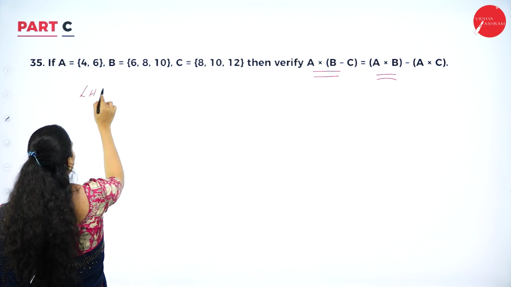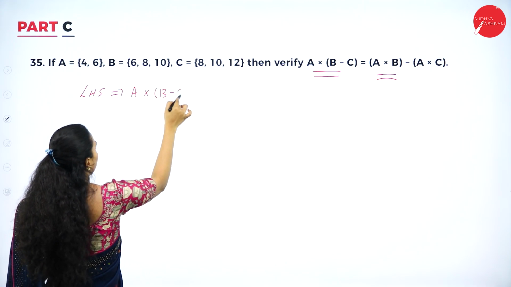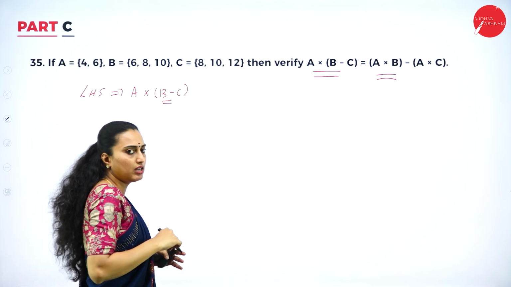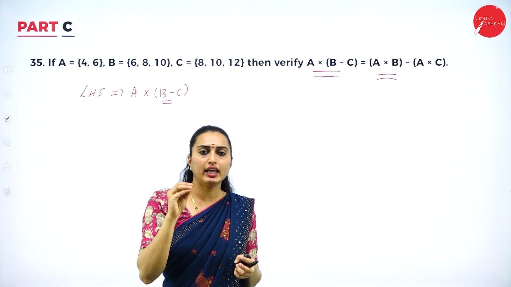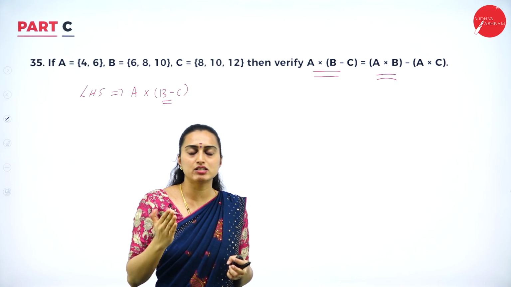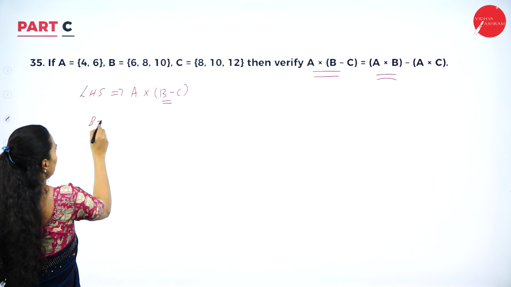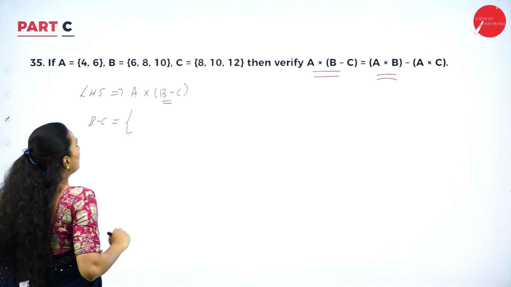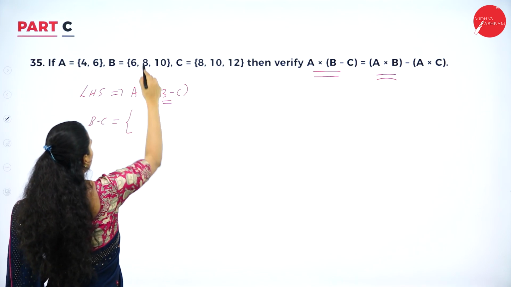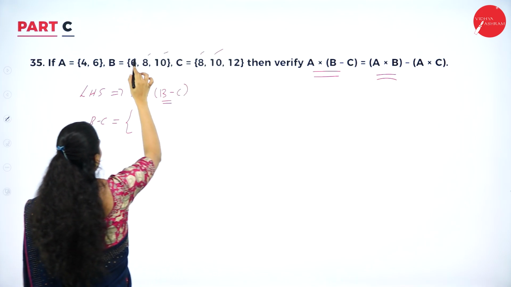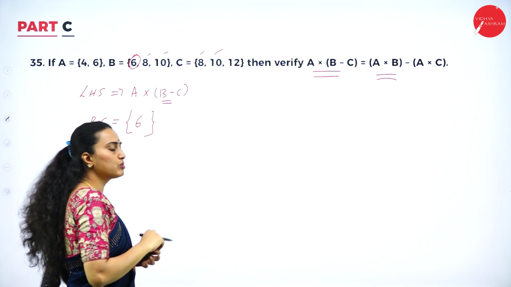Left hand side implies A cross (B minus C). First you have to solve the bracket, B minus C. What are all the elements of B? B minus C means which are there in B but not in C is going to be known as B minus C. So therefore B minus C is equal to, you can open the flower bracket, which are there in B but not in C. Common factors are 8 and 10, correct? Which are only there in B. So that is 6, okay? So this is what B minus C.